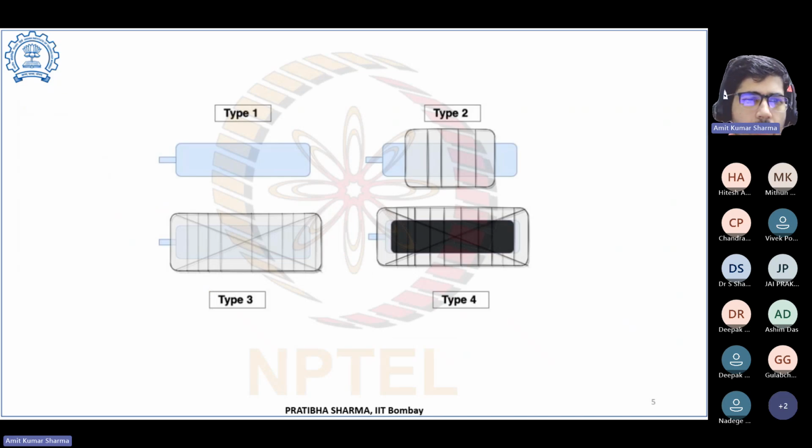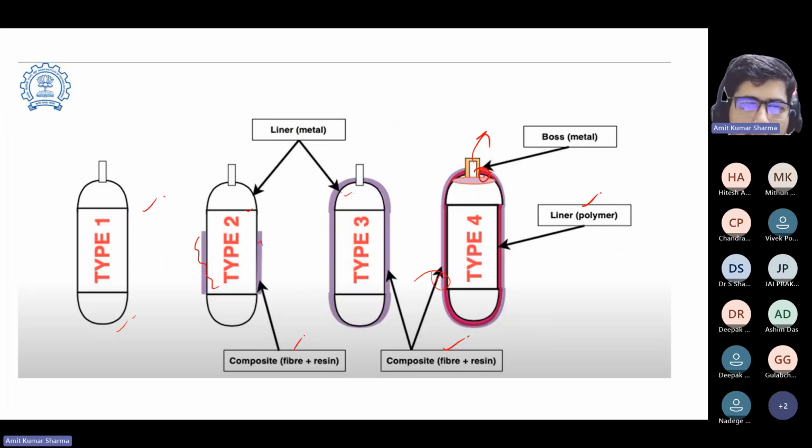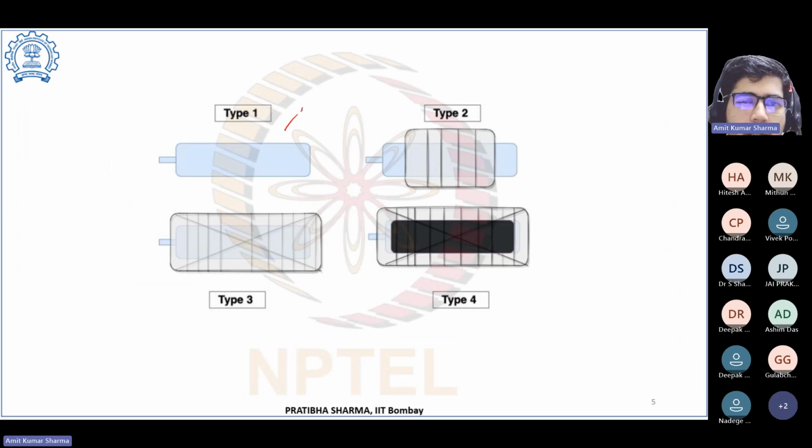So this is another diagram. You can see it's fully open, it's partially wrapped, and it's wrapped. Then it's also fully wrapped, with polymer liner and composite resin.